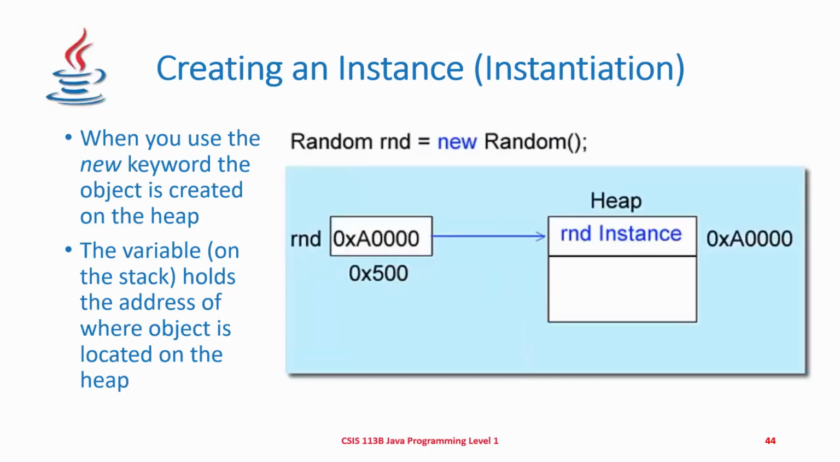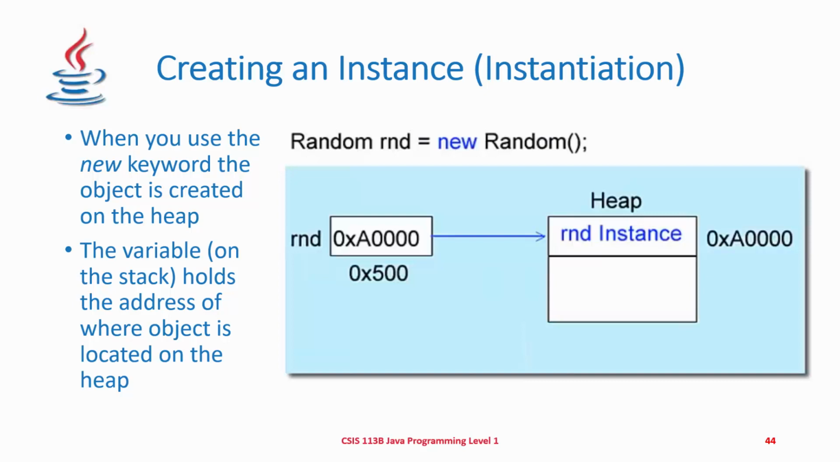Now we're actually using the new keyword, and so RND gets assigned an address. So if you look at the blue box, there's actually two addresses there. So the 500 is where the RND value is being stored on the stack. The RND value that's being stored on the stack is the address in the heap where the instance of the Random class is being created. So all of the code that makes up the class Random now is stored on the heap at A0000.